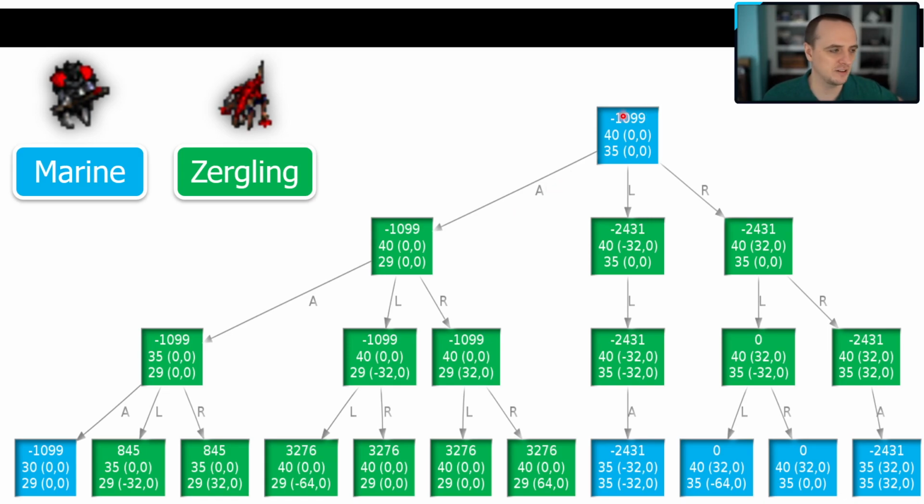For example here, let's say we have a Marine attacking nodes in blue. When the Marine attacks, its cooldown is longer than the Zergling's. So if a Marine attacks, you may actually have the Zergling get in 2 or 3 actions before the Marine can act again.